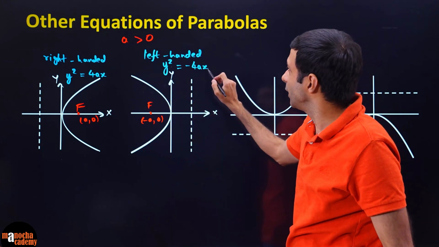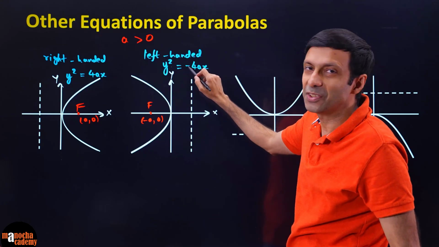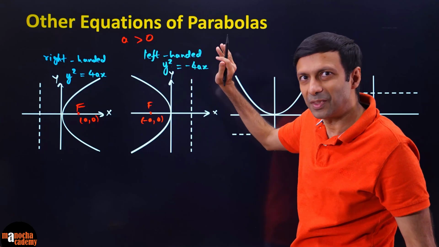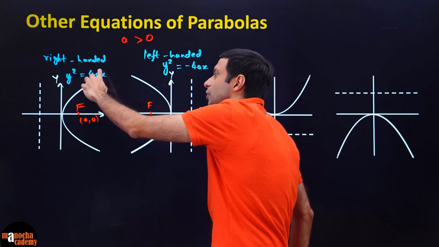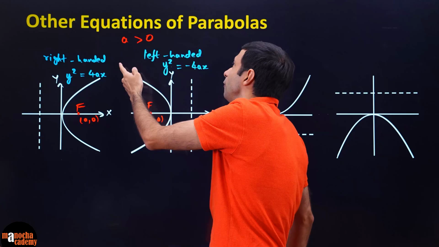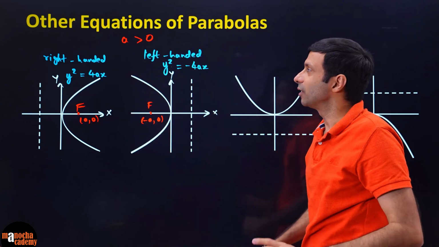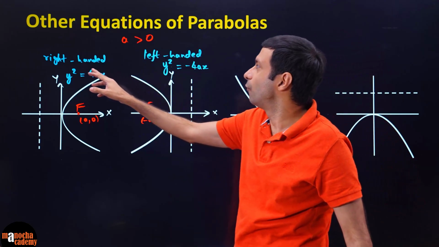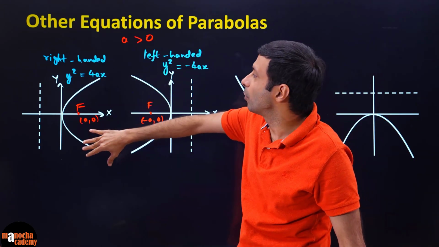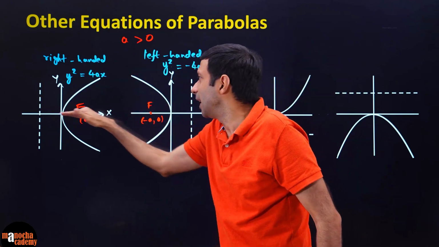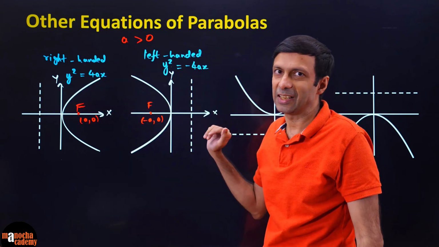Clear? So x value is negative, a is positive, then the negative sign will cancel the negative, and the left hand side, y square, will always be positive. So for the right-handed parabola the equation is y square equal to 4ax, and for a left-handed parabola, y square equal to minus 4ax. And note, in these parabolas where you have the y square term, these parabolas are about the x-axis, not about the y-axis. The axis of symmetry is the x-axis.